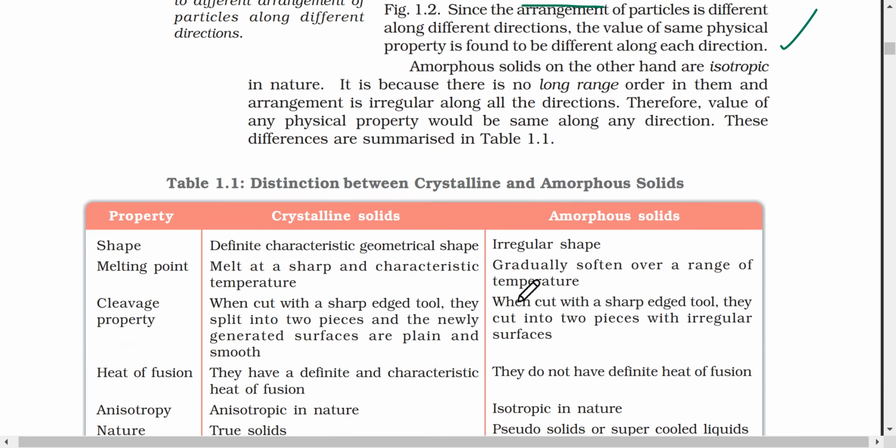Amorphous solids, on the other hand, are isotropic in nature. You have to remember, amorphous ones are isotropic. There is no long range order in them and the arrangement is irregular along all the directions. There is no regularity, so there is no issue of which direction we go from. There is no direction, there is no regularity. Therefore, the value of any physical property would be the same along any direction.